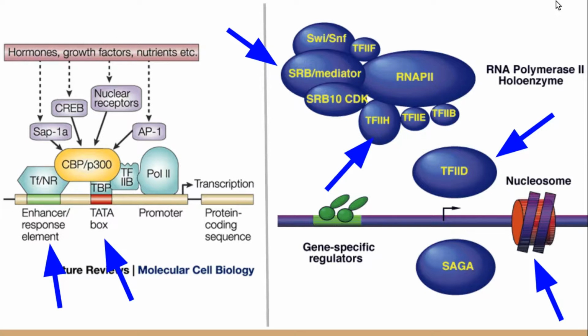Once our complex is in place and ready to transcribe some RNA, it needs to go through a process called promoter escape. Because this whole time we've been discussing how RNA polymerase localizes to promoters and all the different things that it binds. But if all these factors all bind to RNA polymerase II, how does RNA polymerase escape them to move down the length of DNA and transcribe RNA?